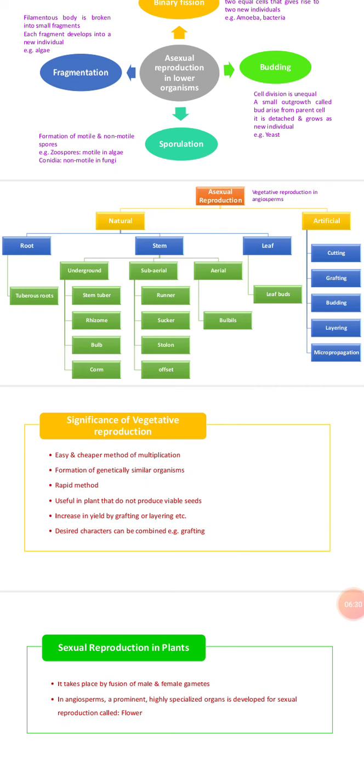There are two different types of methods: natural and artificial. Naturally, asexual reproduction takes place by vegetative propagation. Vegetative propagation means what? You must have known about the vegetative parts of the plant. Those are the root, stem, and leaf. With the help of these parts of the plant, a new plant may arise. That is why it is said to be vegetative propagation.